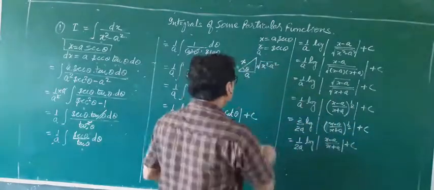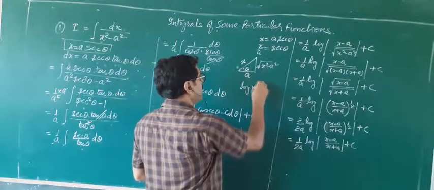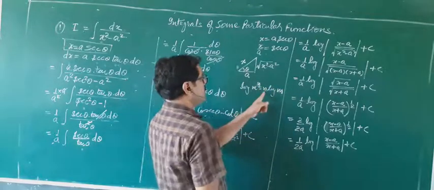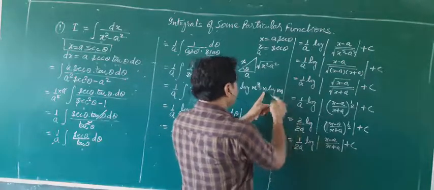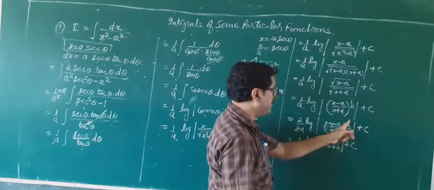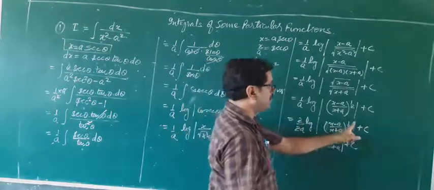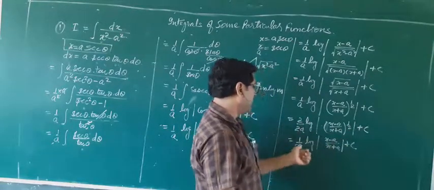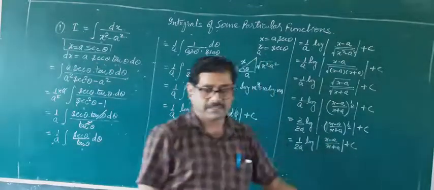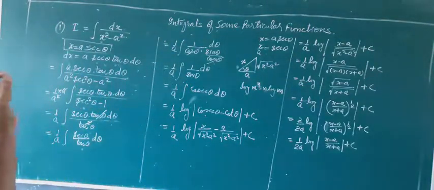We know that log m to the power n is equal to n log of m. So this multiplication by 2 becomes the power n. So x minus a upon x plus a to the power 1 by 2, into this n which is 2, so the 2 cancels out. It becomes 1 by 2a log of x minus a upon x plus a plus c. So this is the answer. This is the method of using trigonometric functions.